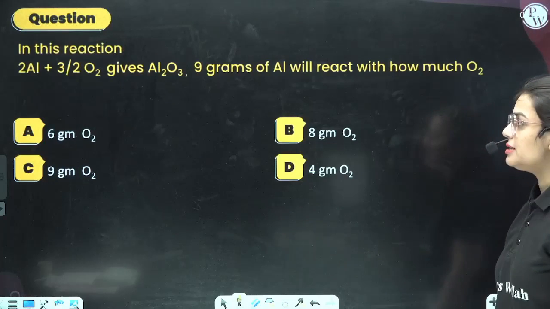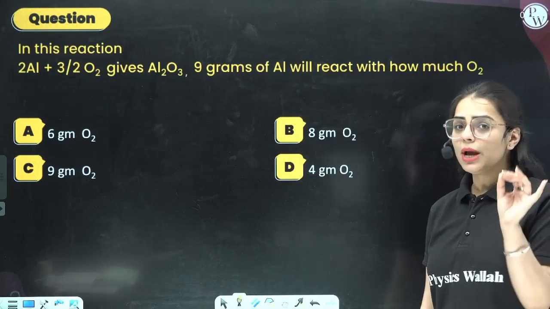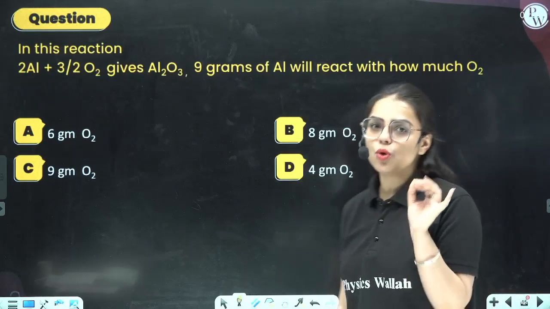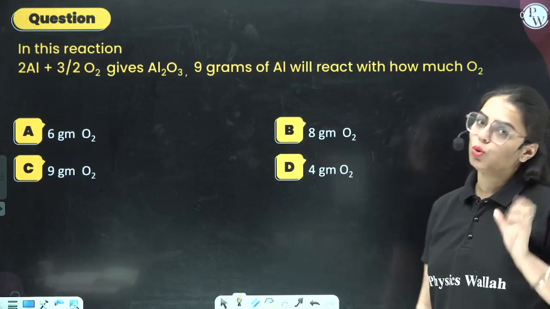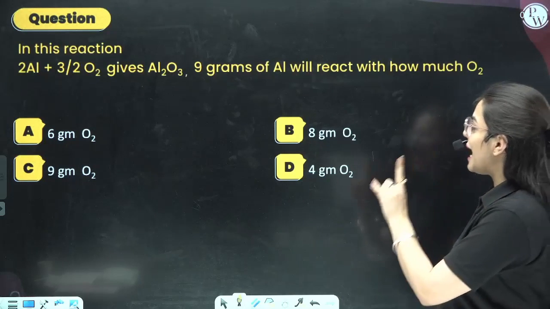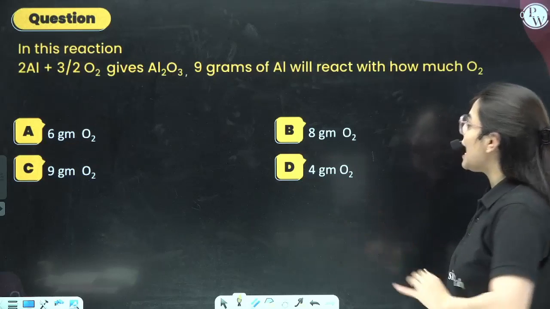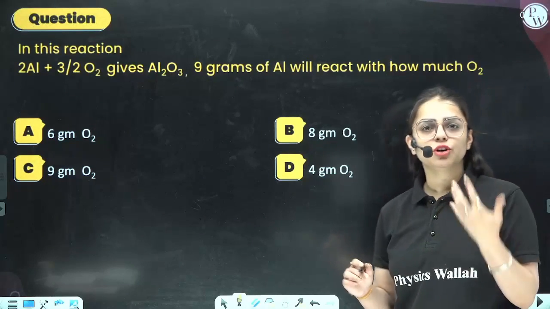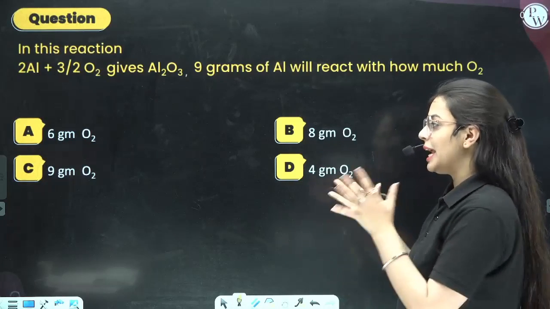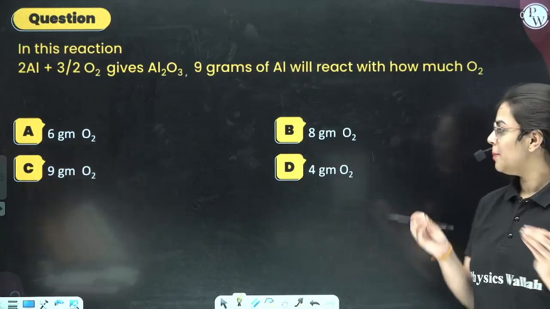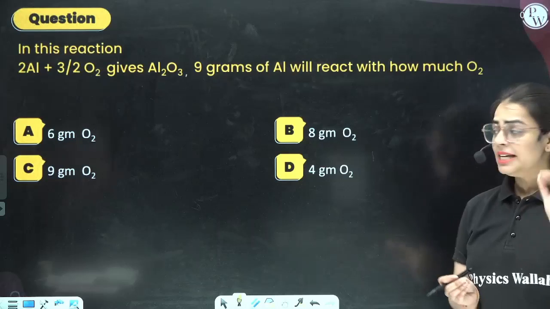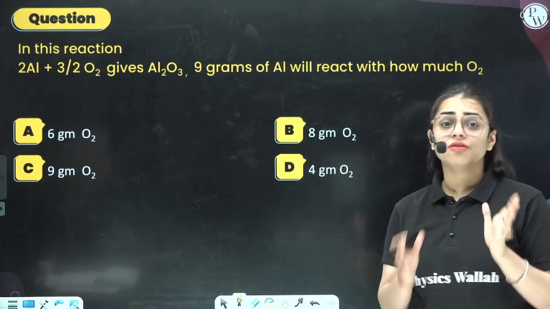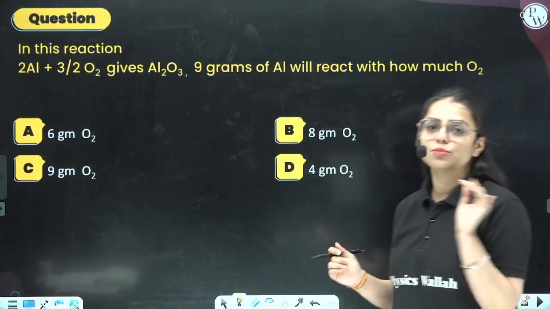The next question is, in this reaction, 2 aluminium plus 3 by 2 O2 gives Al2O3, right? So 9 grams of aluminium will react with how much O2? This is our question. What are the given options? A option is 6 grams O2. B option is 8 grams O2. C option is 9 grams O2, while D option over here is 4 grams O2.